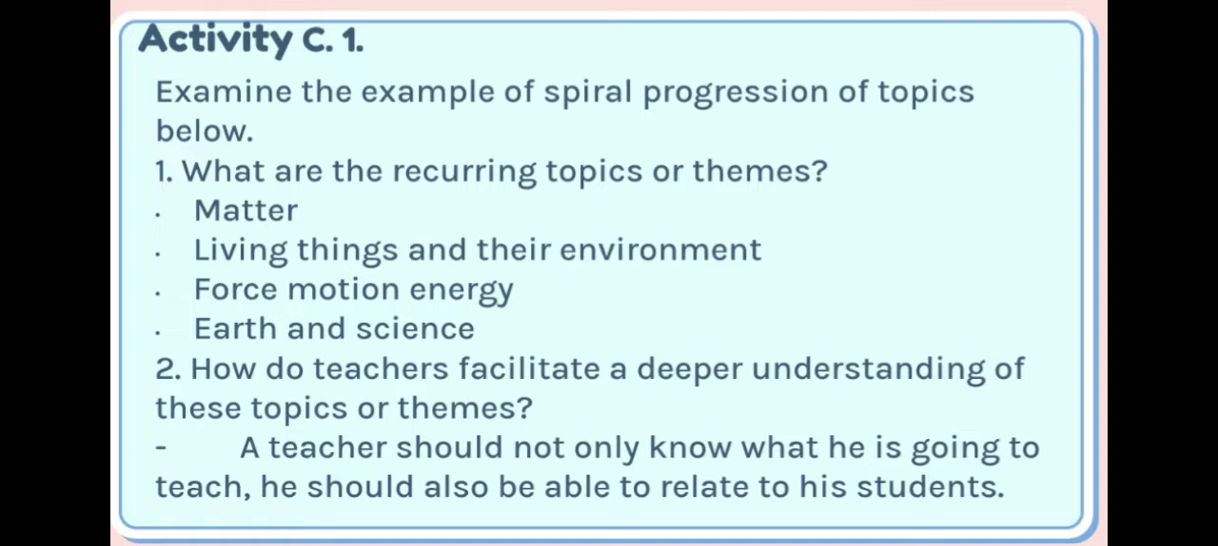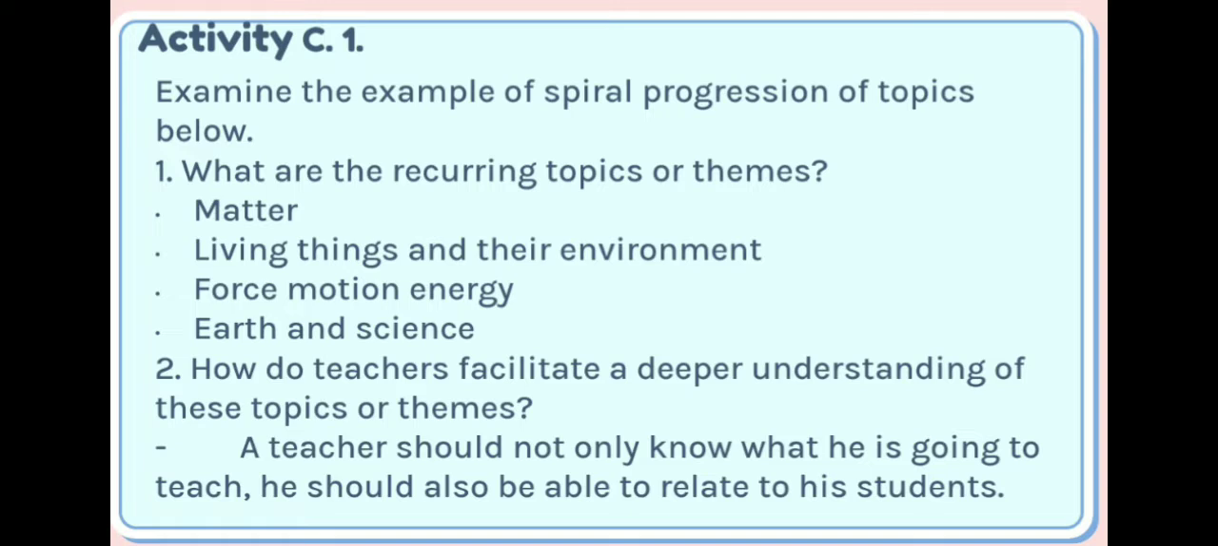So for the activity C1, examine the example of spiral progression of topics below. For number 1, what are the recurring topics or themes? First is matter, second is living things and their environment, third is force, motion, and energy, and the fourth one is earth science. When we say matter, it is anything that takes up space and can be weighed.